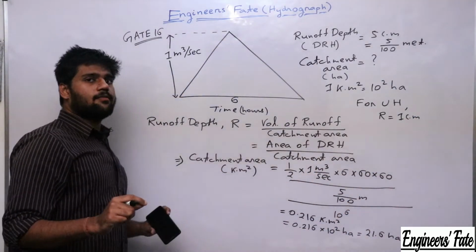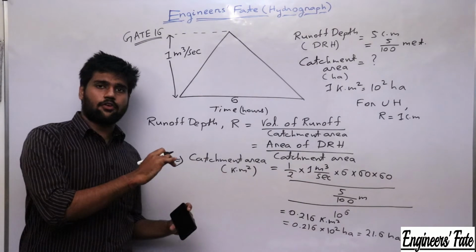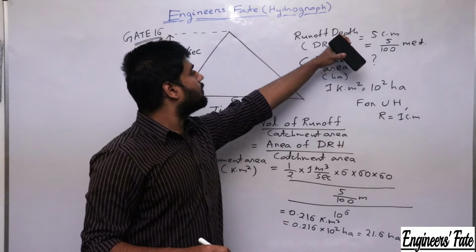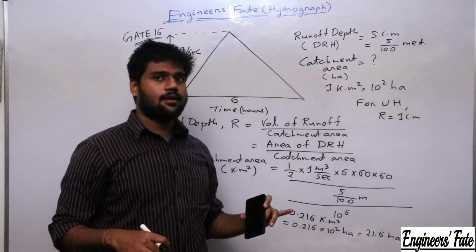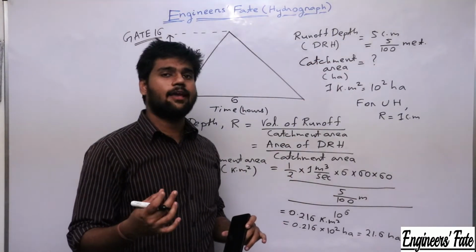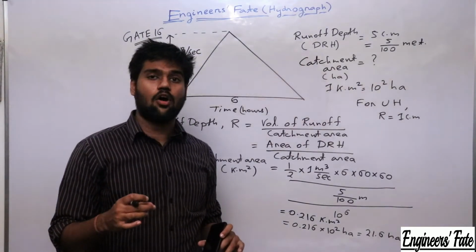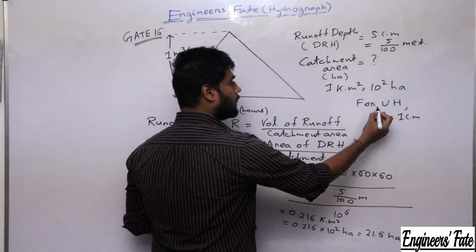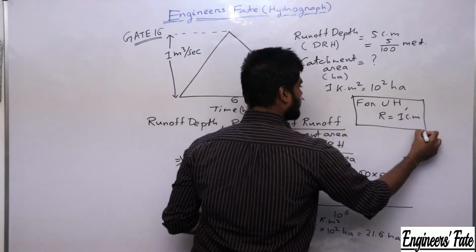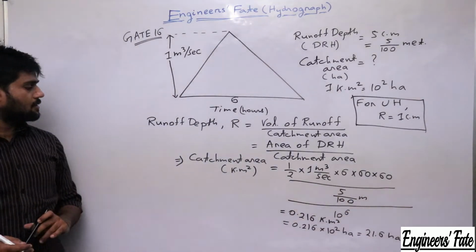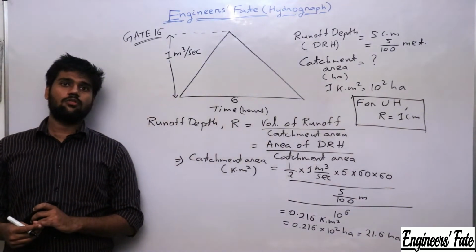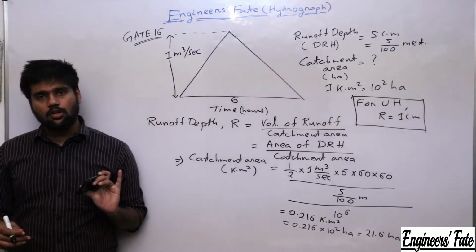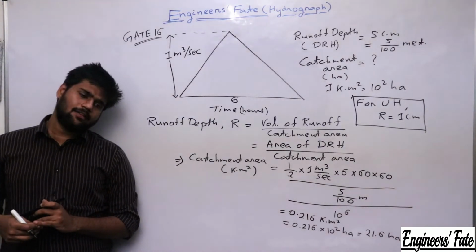Always remember that. Because this is a direct runoff hydrograph question, he has given the DRH and runoff depth for DRH as 5 centimeter. If he had given a unit hydrograph question and had not given the runoff depth, remember that for unit hydrograph, runoff depth equals 1 centimeter. I hope you have understood this question. Please note it down. If you haven't understood, play it again, because this is an important concept. Then read the next question.